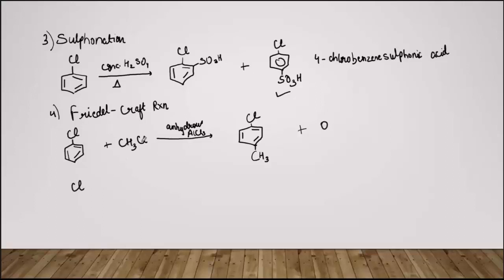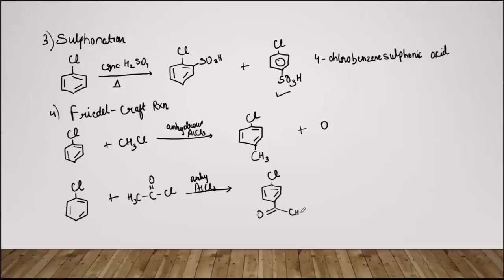So what is happening is that we are reacting it with CH3Cl, so this CH3 group is coming and attaching to the ortho and para position. This is COCl and the same anhydrous AlCl3 and the product would be, this is C, this is O and this is CH3.